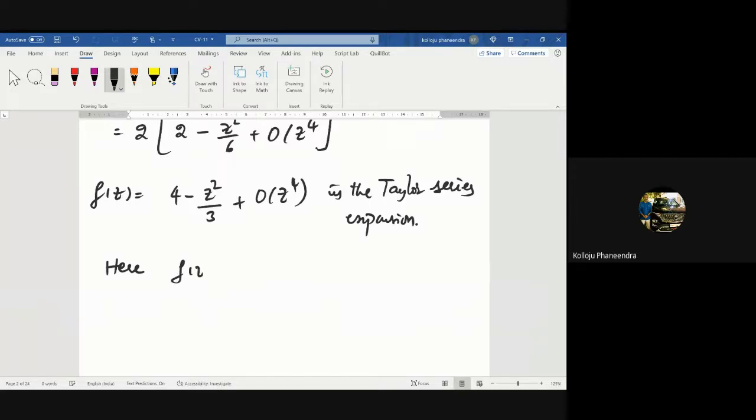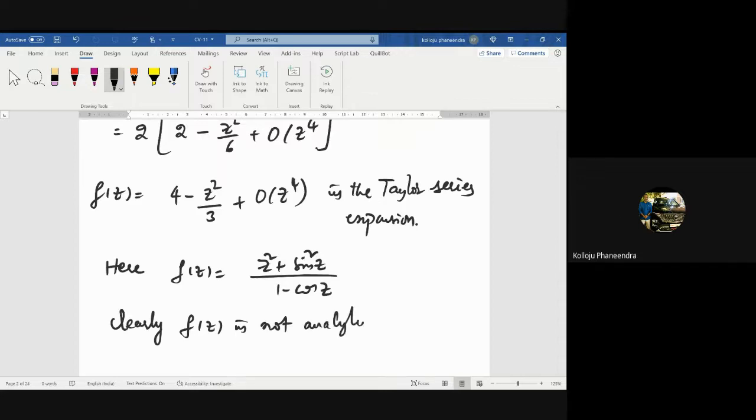Here, f of z is what function? Z square plus sine square z by 1 minus cosine z. Clearly, I'm finding it in another way. Clearly, f of z is not analytic at the point where 1 minus cosine z equal to 0. So cosine z equal to 1.